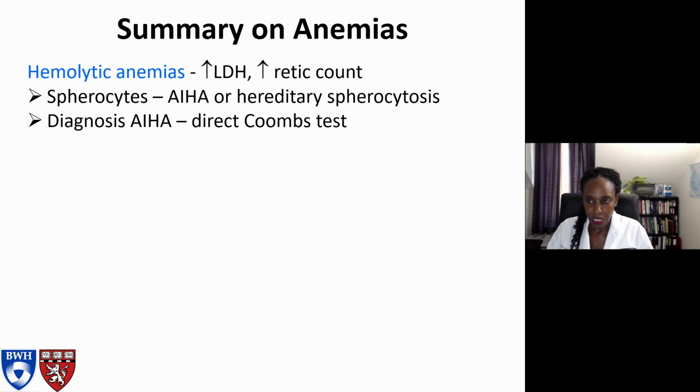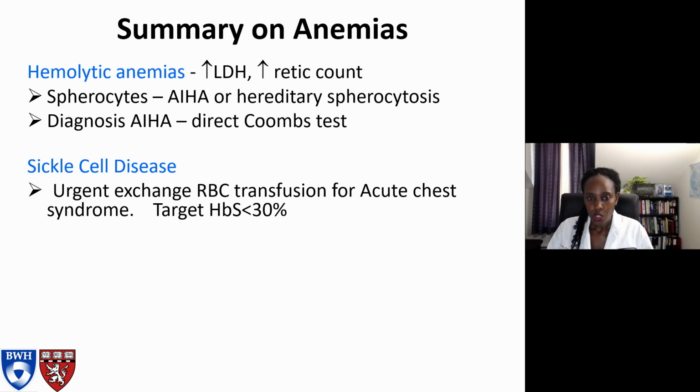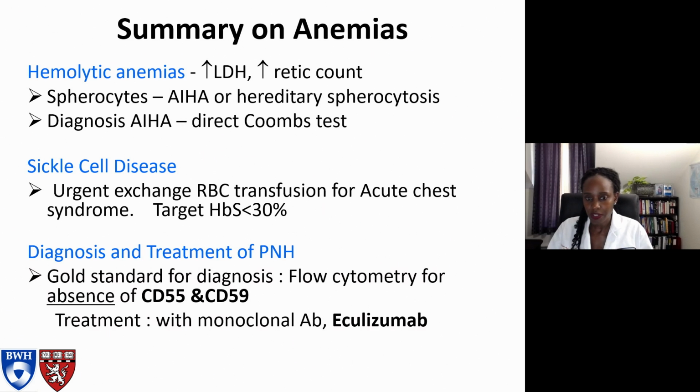We talked about hemolytic anemias. You see spherocytes in autoimmune hemolytic anemia and hereditary spherocytosis. The diagnosis of autoimmune hemolytic anemia depends on a direct Coombs test being positive. We talked about sickle cell disease, urgent exchange, and acute chest syndrome with a target hemoglobin S of less than 30%. And we talked about PNH, where the gold standard for diagnosis is flow cytometry looking for the absence of CD55 and 59. And treatment is with a monoclonal antibody, eculizumab.